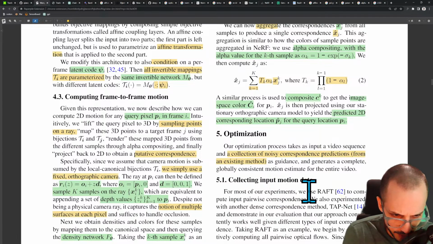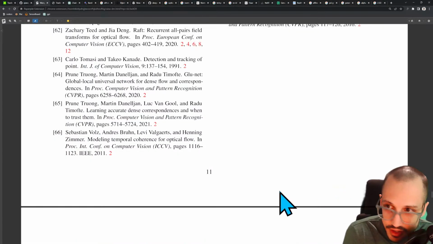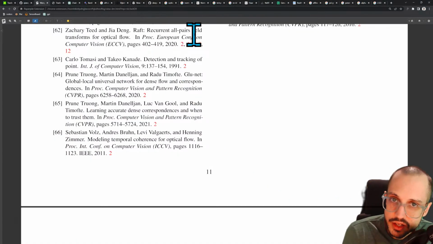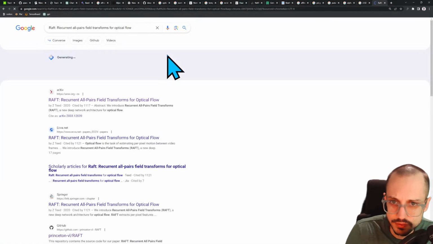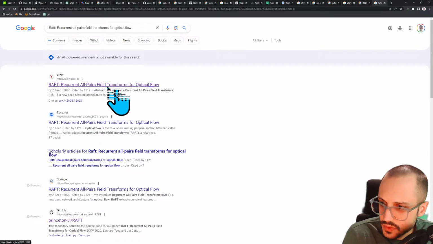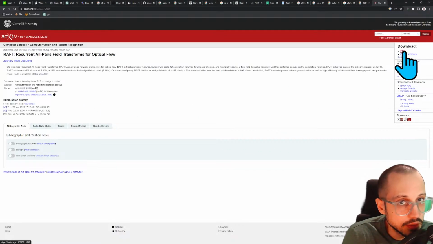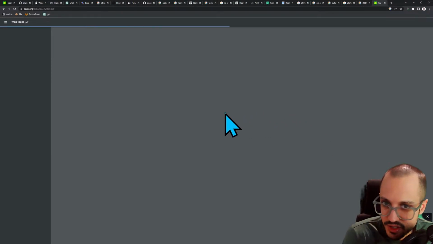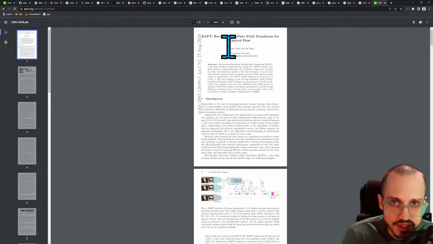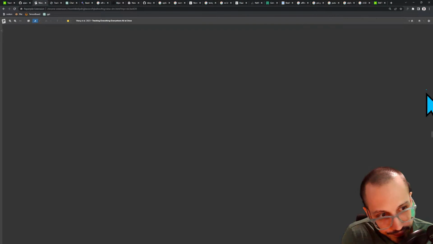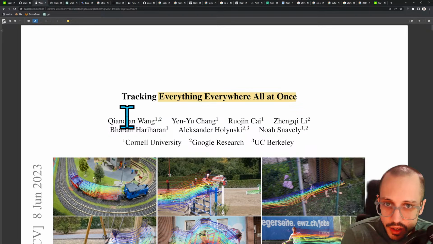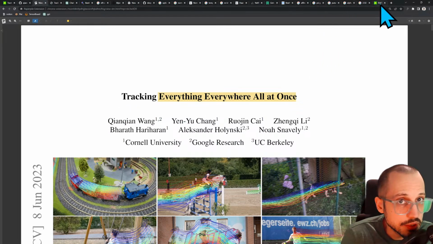So they're going to be using RAFT to compute input pairwise correspondences. So what is RAFT? RAFT is Recurrent All-Pairs Field Transforms for optical flow. Let's copy paste that. So this is the actual RAFT paper. It might even be some of the same authors on this if I had to guess. Zachary Teed and Jia Deng. Is that the same people? Let's see. No, it's not. It's different people. Okay, that's kind of interesting.